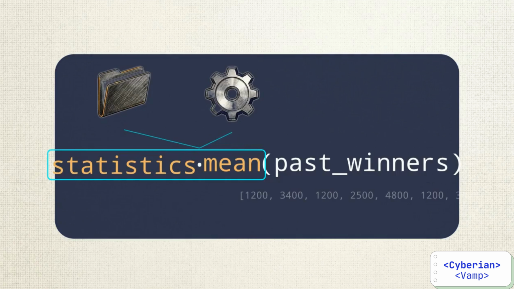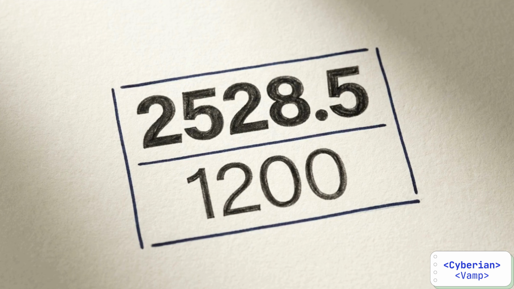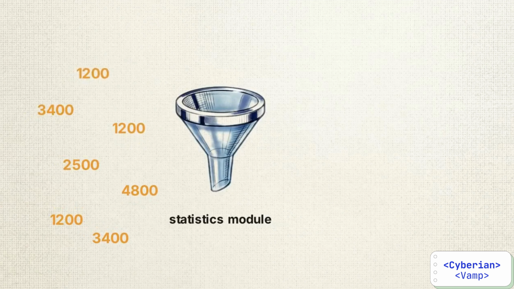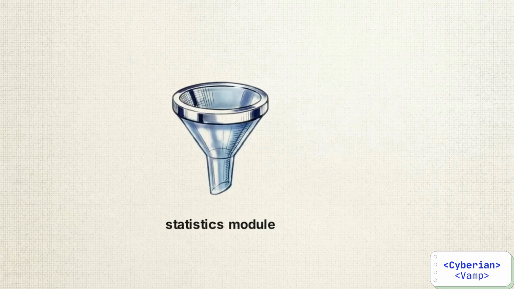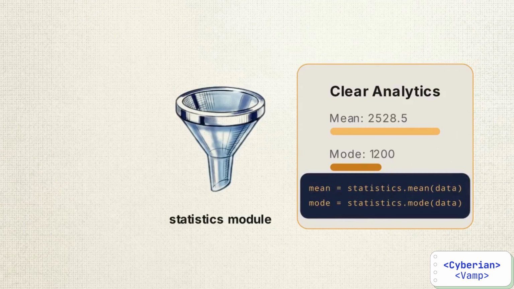We do the exact same thing to find the most frequent past winner, writing a print statement for statistics.mode(past_winners). Executing the script now populates our terminal with two clean new data points, our accurate mean and our mode. The statistics module serves as a translation layer. It distills raw arrays of numbers into clear analytics using only 2 lines of code.